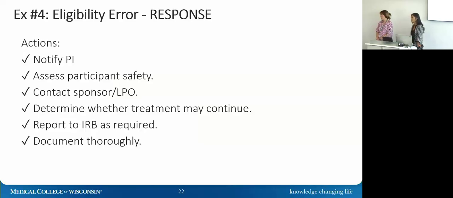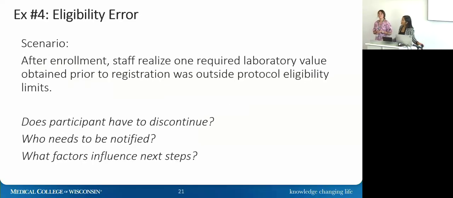I know we sound like a broken record with this, but it really is the same steps you take every time. Involve your PI and assess patient safety, decide how to report this, and then of course decide how we're going to prevent this from happening again. So maybe before we go to the next slide, what do you think as far as corrective and preventative actions? How could we prevent something like this from happening again? As a reminder, we drew a lab sample or got a lab value that was out of window for eligibility. So how are we going to prevent that?